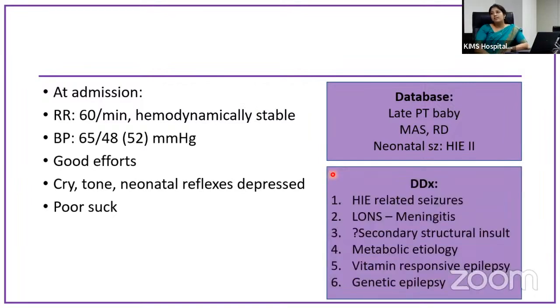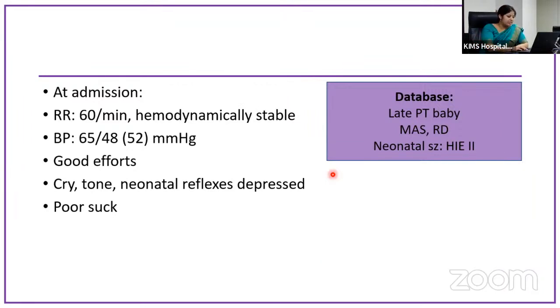Now, the differentials we can consider at this point of time: the child initially had HIE-related seizures. Does the child have late onset neonatal sepsis with meningitis, since the child has presented again with seizures on day 15 of life? Is it secondary to a structural insult due to the initial HIE? A child who has HIE may have structural insult to the brain, which can result in seizures later on. Or are we looking at a metabolic etiology, because the child had an interval of being well after which the child has worsened? Is it a vitamin responsive epilepsy or a genetic epilepsy? Many of the genetic epilepsies can present with epilepsy with worsening encephalopathy, falling into the group of epilepsies earlier known as epileptic encephalopathies and now known as developmental epileptic encephalopathies.